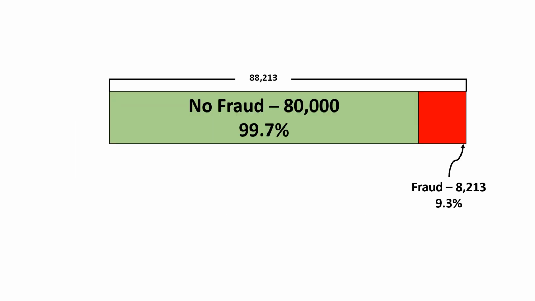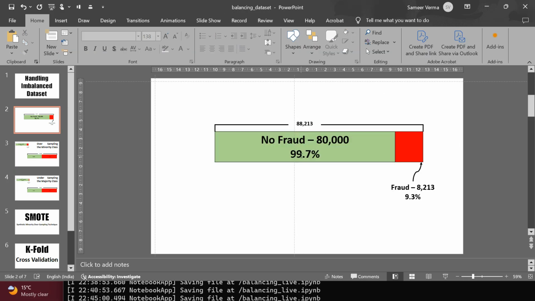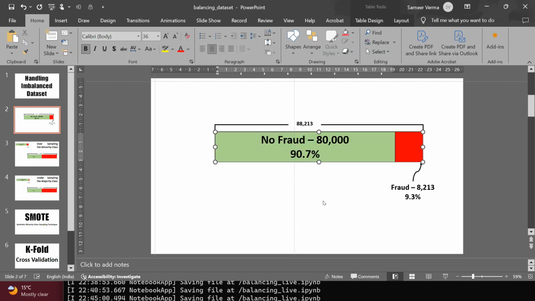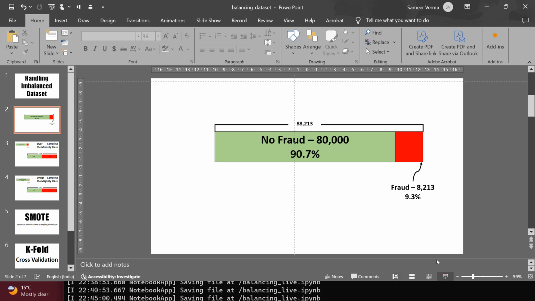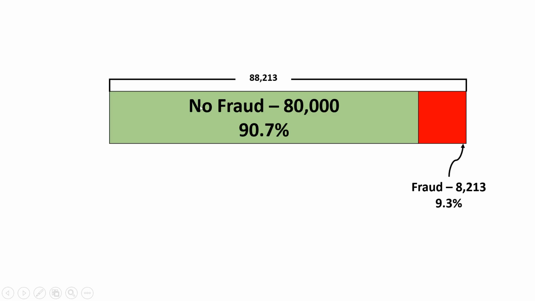Let me explain what oversampling is and why we should be doing oversampling. Let's say this is the total data volume, and this is how the segmentation is. Total data volume is 88,213. Out of that, approximately 80,000, which should not be 99%, it is 90.7%, is no fraud, and 9.3% is fraud.